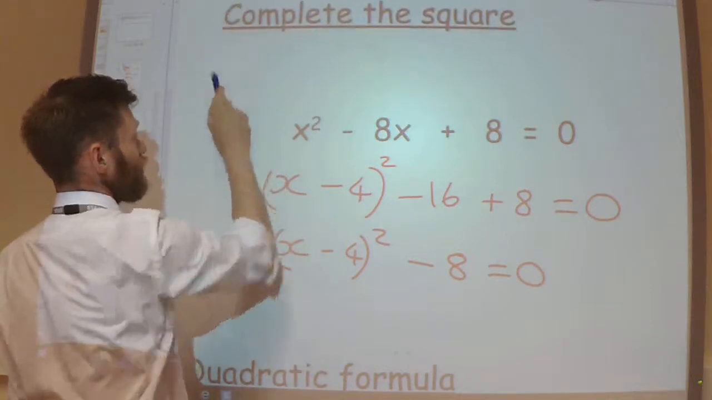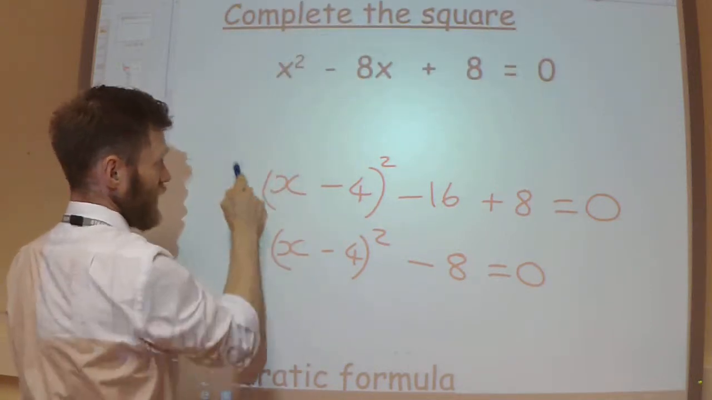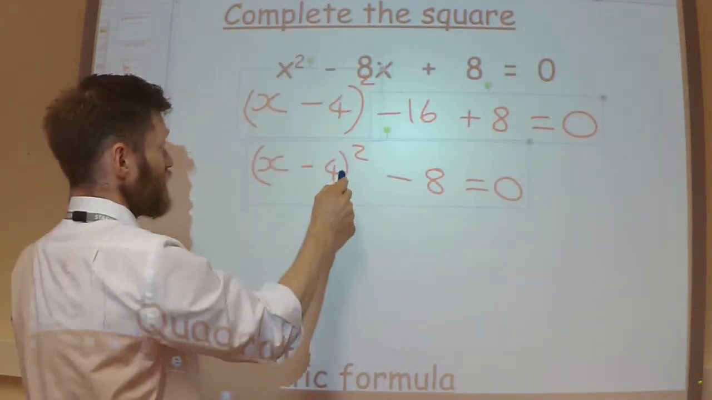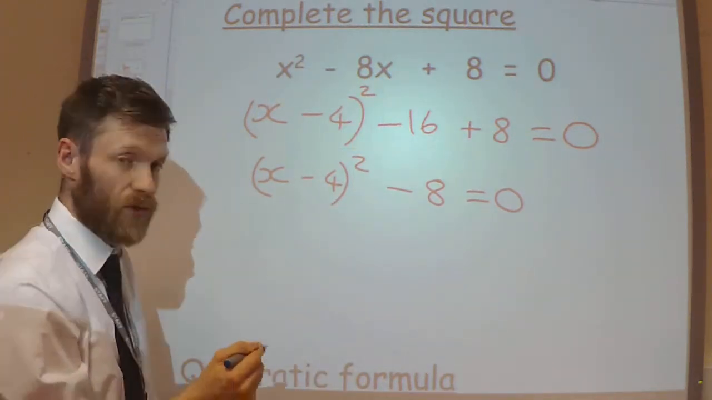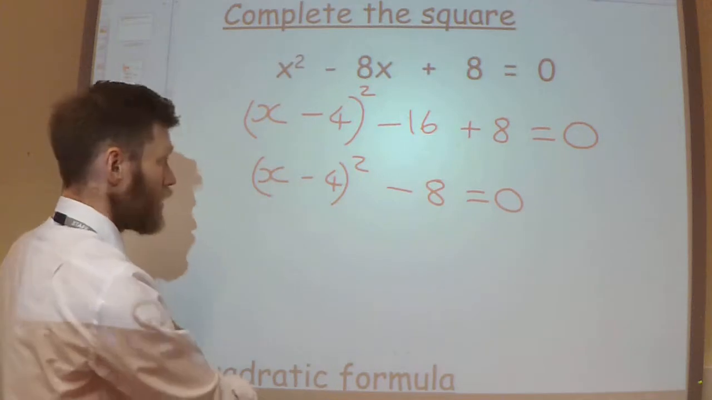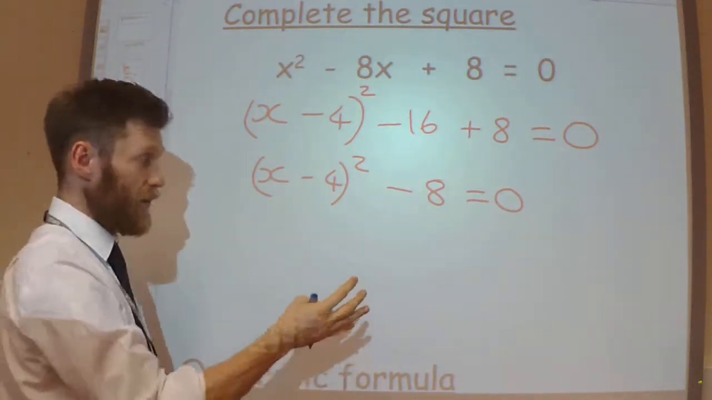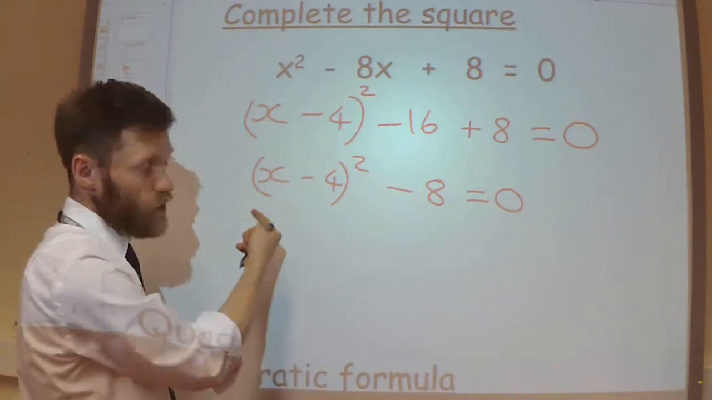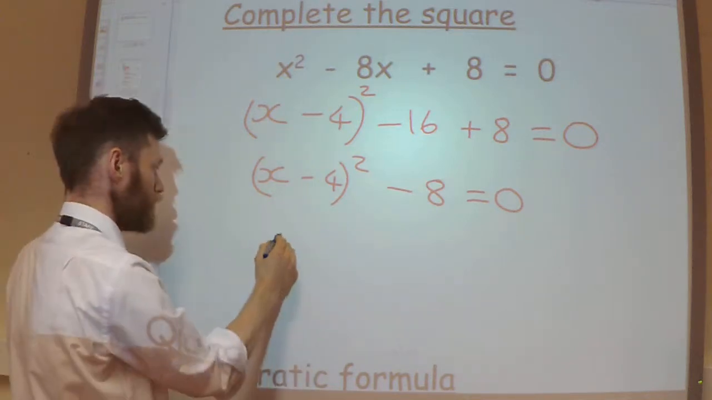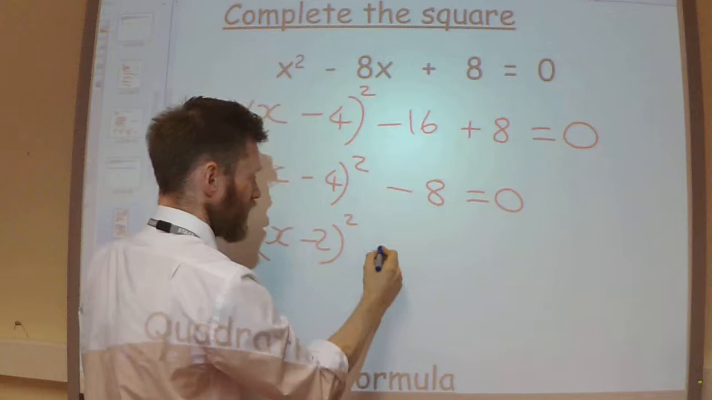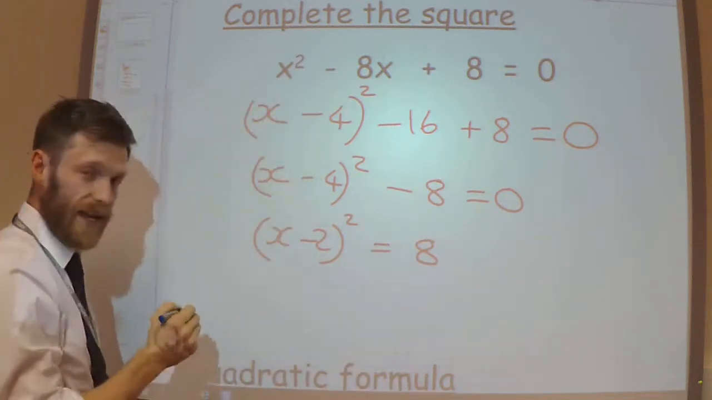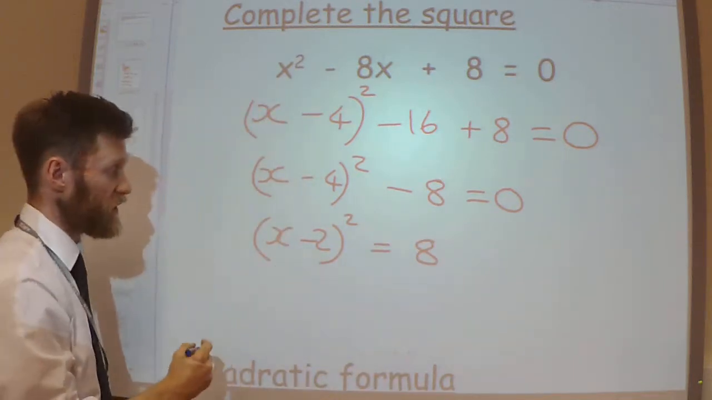If you are at all rusty with that, if you're not entirely sure of that process, you need to go back and watch the previous videos that I've shown on this process. Next, in order to actually solve the equation then, I need to make x the subject. So I'm going to take that 8 and move it to the other side. I am then going to square root both sides.